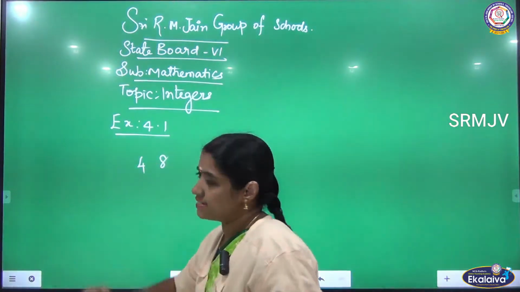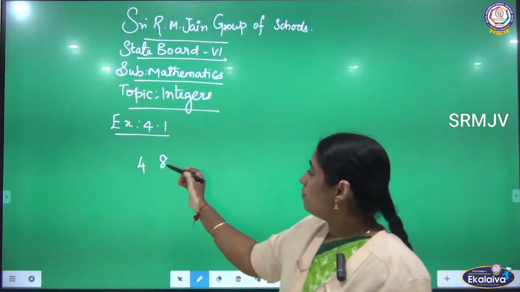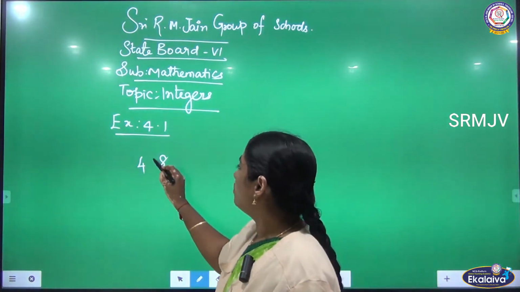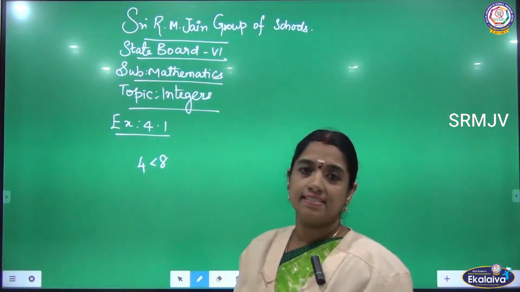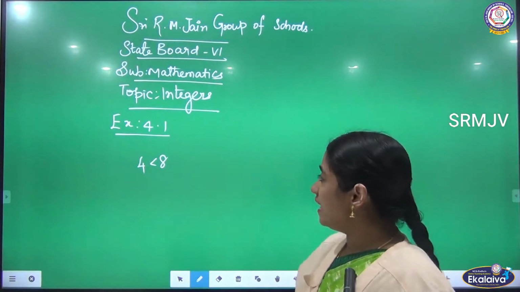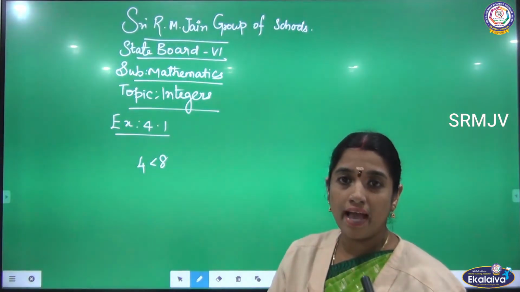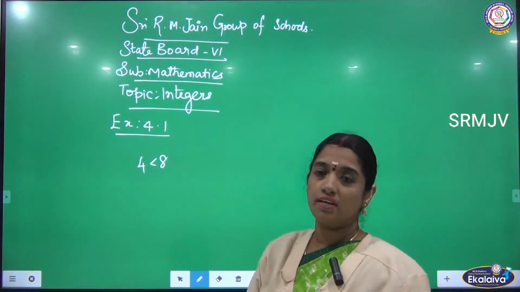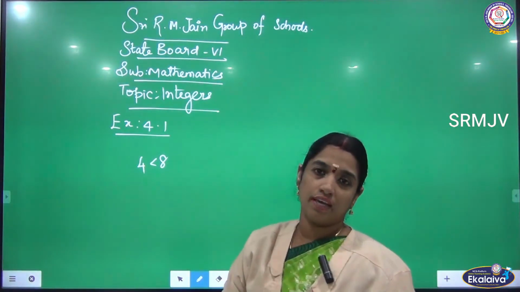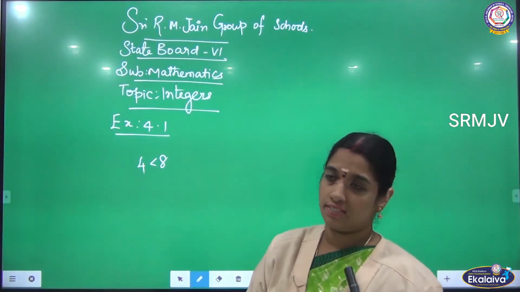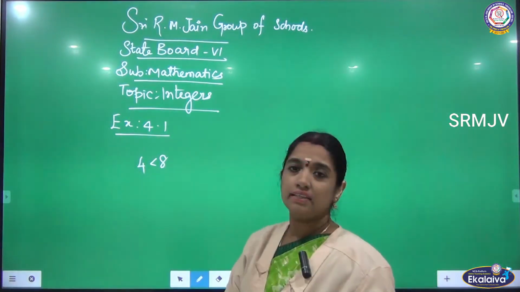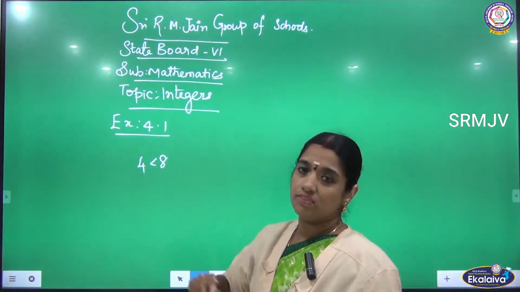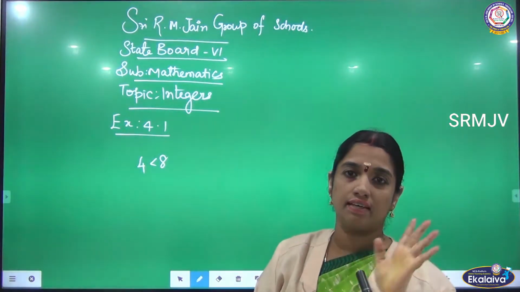4, 8. When I am comparing these two numbers, which is the greater here? Obviously 8 is greater. Okay, see in the integer style how I am going to say this. 4 is a positive integer and 8 is also a positive integer. When I am comparing these two, which one is greater here? 8 is the greater, which means positive 8 is greater.